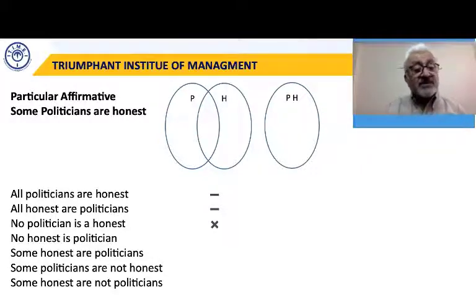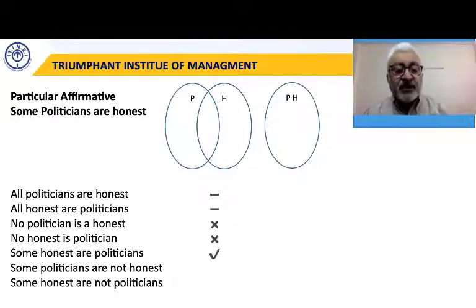Then it says no honest is a politician. We have understood that there are some honest people who are overlapping with politicians. Hence, how can we say that there is not a single honest person who's a politician? Hence, this is also false. Next says some honest people are politicians. If some politicians are overlapping with honest people, then honest people will also be overlapping with politicians. Hence, this is true.